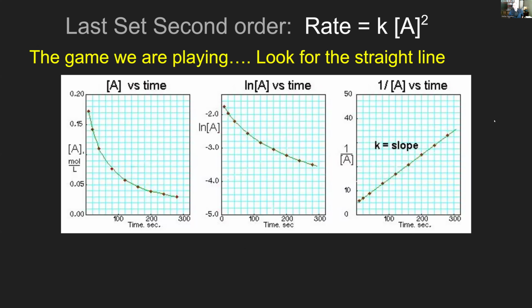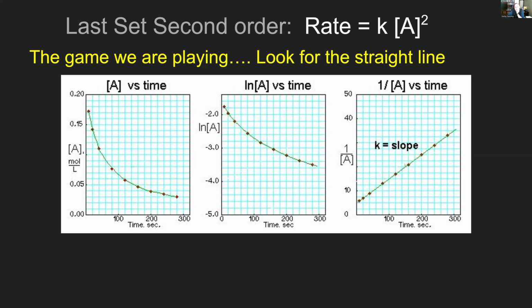Last game. Here we go. Can you find the straight line? This is for a second order reaction. So you'll notice the concentration versus time graph is not linear. Natural log for a second order reaction is not linear. And the last one, the inverse of that, is a linear value.